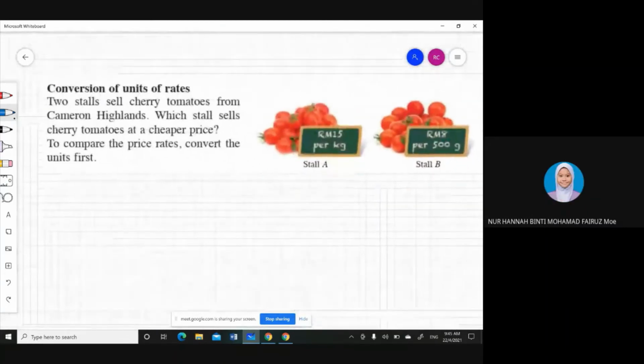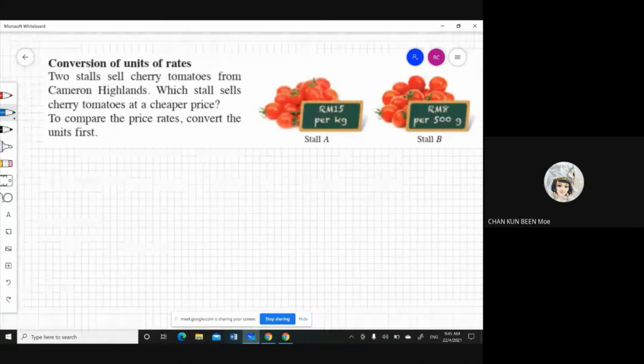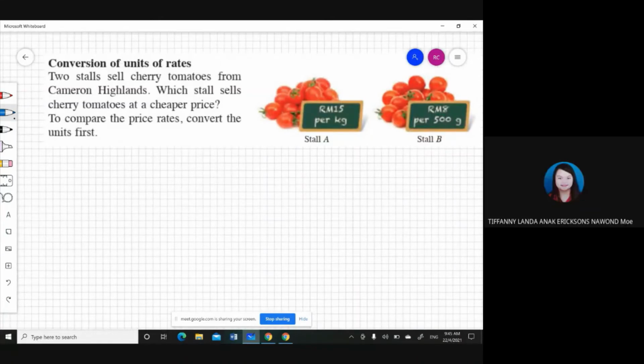Okay, now we are going to see the conversion of units. Look at the picture over there. What is the picture showing? Cherry tomatoes, right? It's given store A and store B. These stores are selling the tomatoes at different prices. The first store is selling at 15 ringgit per kilogram, whereas store B is 8 ringgit for 500 gram. Now if you look at the question here, two stores sell cherry tomatoes from Cameron Highlands. Which store sells cherry tomatoes at a cheaper price? You need to determine which one is cheaper. From here, you can't determine because this one is per kilogram and this one is per 500 gram.